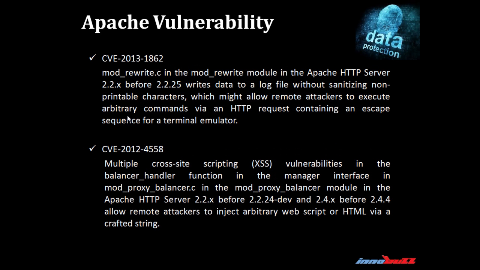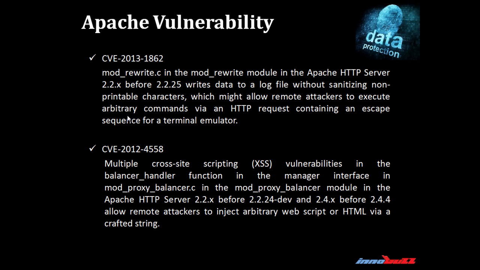One more common vulnerability is CVE-2013-1862. Here, mod_rewrite.c in the mod_rewrite module in Apache HTTP Server 2.2.x before 2.2.25 writes data to a log file without sanitizing non-printable characters, which might allow remote attackers to execute arbitrary commands via an HTTP request containing an escape sequence for a terminal emulator.